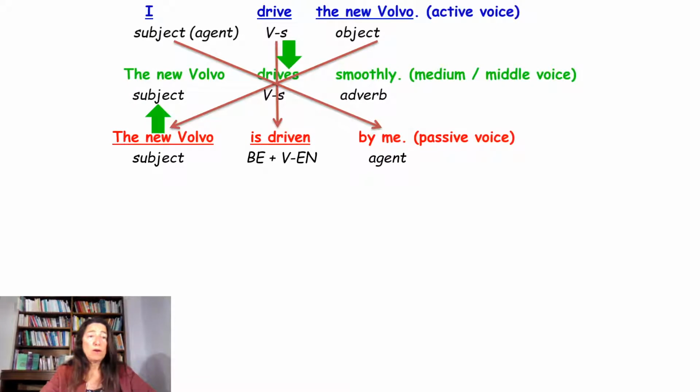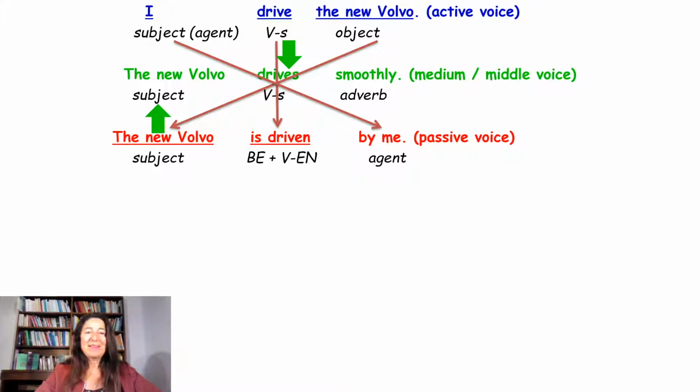We also highlighted that the medium or middle voice is in between the active and passive voices because the subject of the middle voice is the same as the subject in the passive voice, and then the verb in the middle voice is the same as the verb in the active voice. And then certain conditions have to be respected, like here, in order for the sentence to be correct.